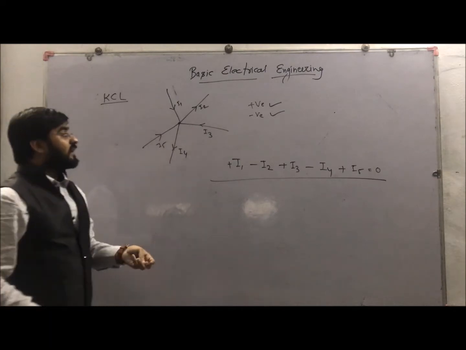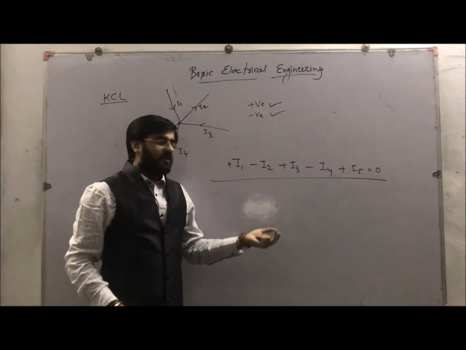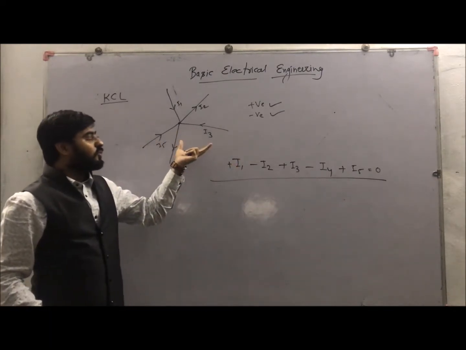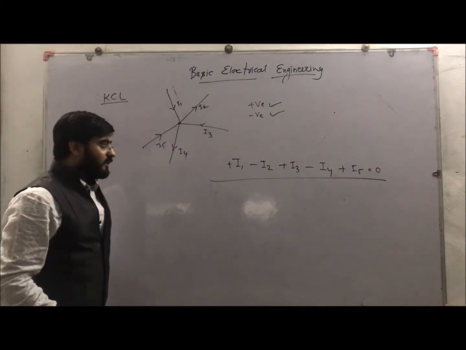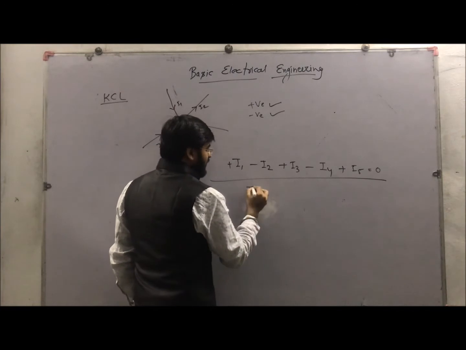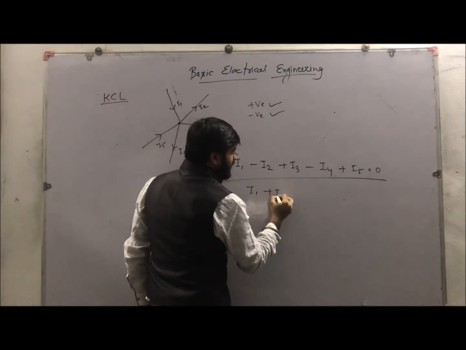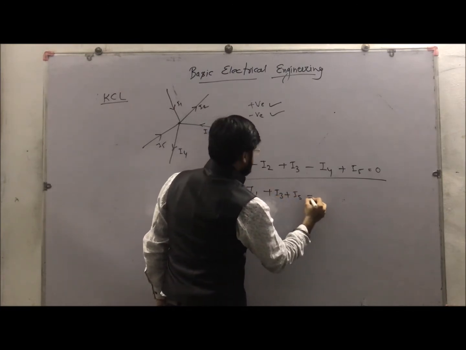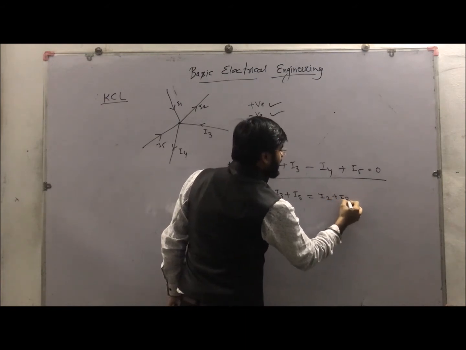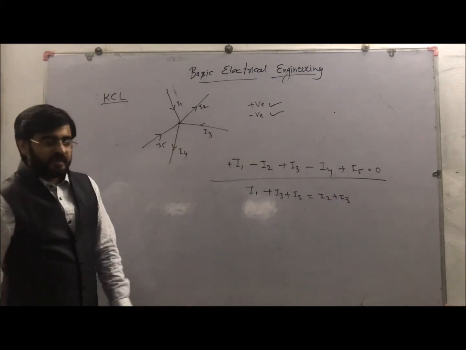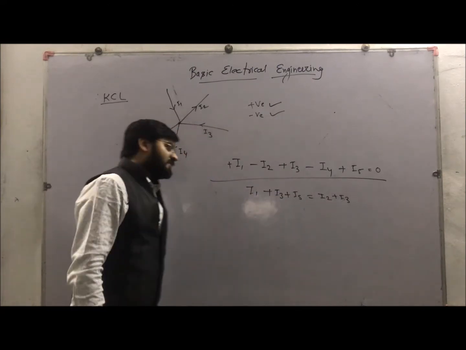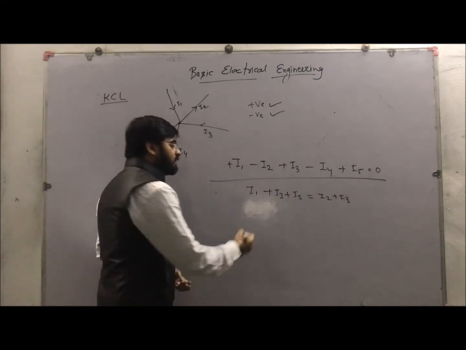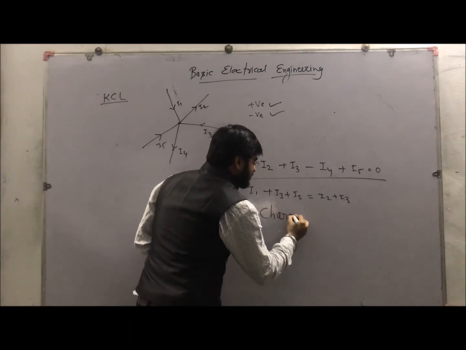According to this, we can state that the algebraic sum of all the currents coming towards or going out is equal to 0. That is KCL. Or in other words, if I take all the coming currents together, I1 plus I3 plus I5 is equal to I2 plus I4. So we can say that all the coming currents are equal to all the outgoing currents, which is nothing but the charge conservation theorem.